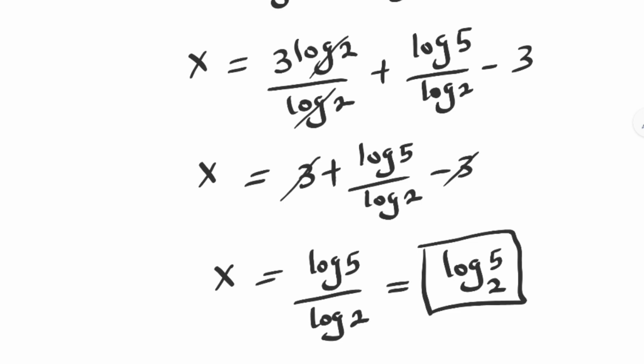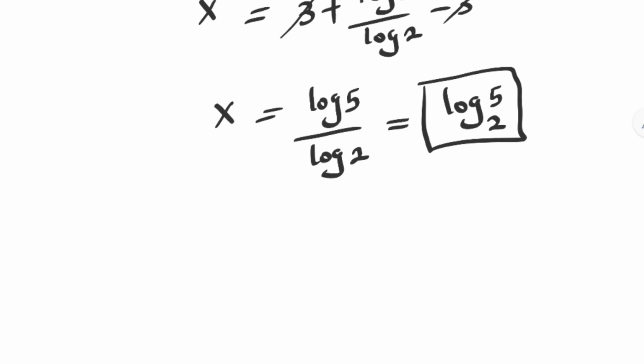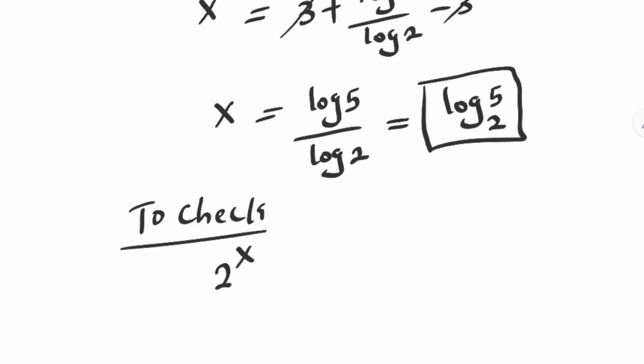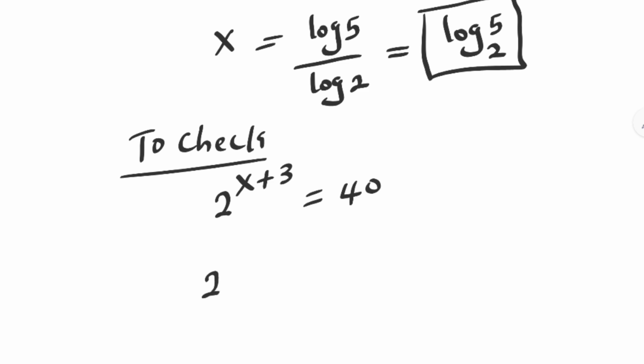We may check to confirm if this answer is right or wrong. Let's check. To check, we have the given equation 2 raised to power x plus 3 is equal to 40. And this is 2 raised to power x is log 5 base 2 plus 3 must be equal to 40.